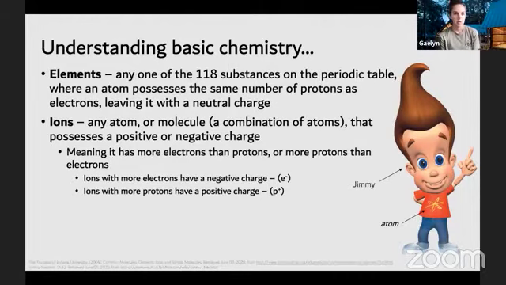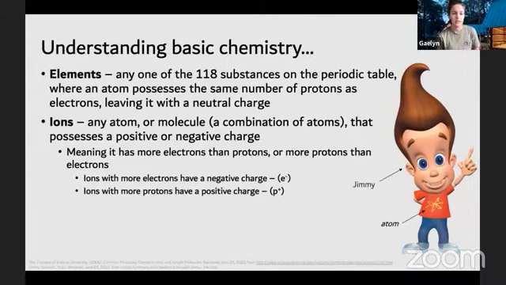If I were to show you a picture of the periodic table, there would be 118 substances on it, where an atom possesses the same number of protons as electrons, leaving it with a neutral charge. So an element is something that has a neutral charge. And an atom is the basic, smallest particle of matter. An atom is going to have things like protons, electrons, and neutrons.